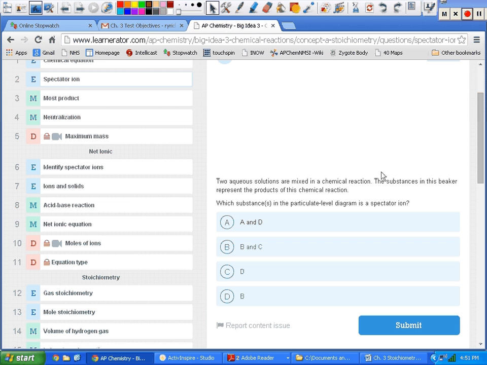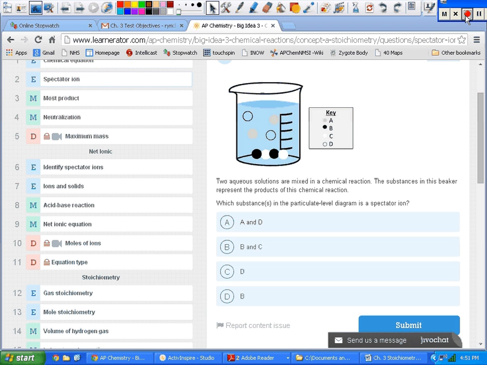Now, this question's a little bit easier. Again, you can't really see it, but there are two little gray dots right here. The white dots are C. Two aqueous solutions are mixed in a chemical reaction. The substances in this beaker represent the products of the chemical reaction. Which substance in the particulate level diagram is a spectator ion, which means they do not form solids? So which two can we knock out that are not solids? The black and white, which means B and C are out, which means A and D are floating. So the correct answer there is A. That was easy. Okay. This is the last particulate that I want you to see, I think.